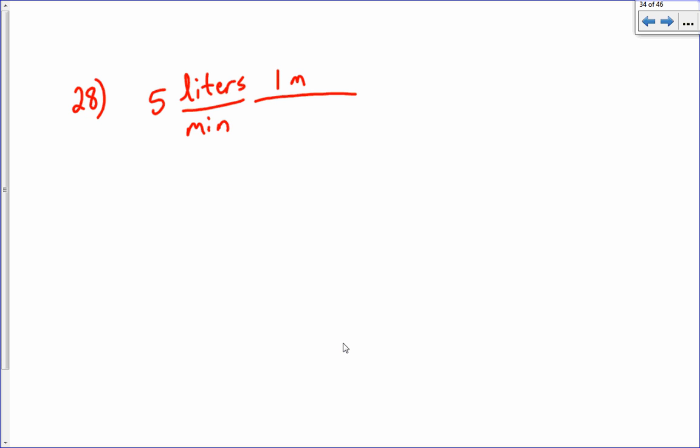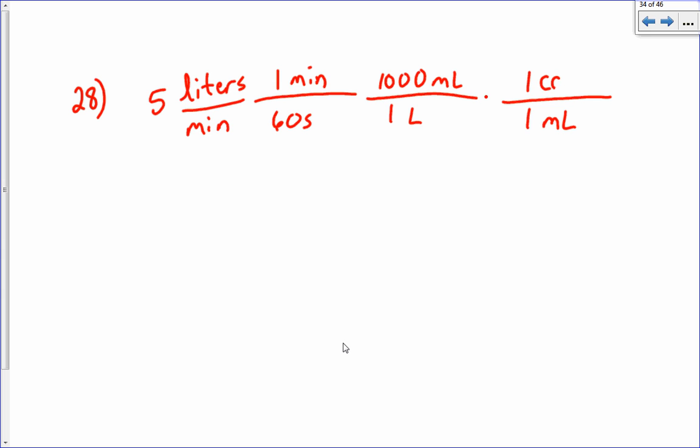All right, let's first just do the minutes. 1 minute has 60 seconds. 1 liter has 1,000 milliliters. And 1 milliliter is equal to 1 cubic centimeter, or 1 cc. And so this will give me my final units in cc's per second. So that's 5,000 over 60, which is 83 cc's per second. That's number 28, and then number 43.